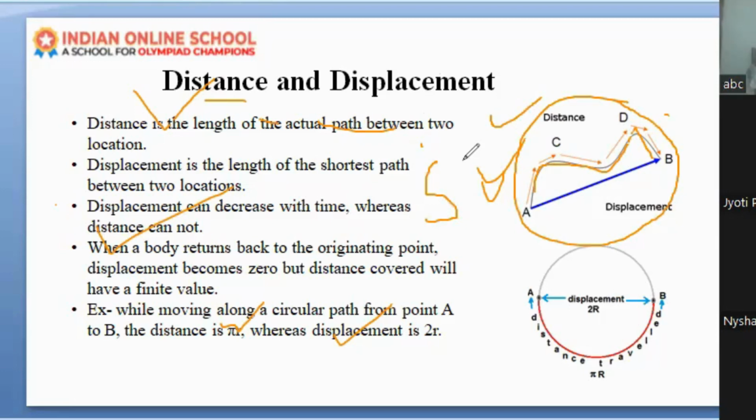If you want to measure the distance from your school to your home, what is the distance? You will say 10 kilometers, or you will say 5 kilometers. So you are giving one value, 5 or 10. That is why distance is the actual path you are covering, and it has a magnitude, meaning value, that is 5, 10, whatever it would be.